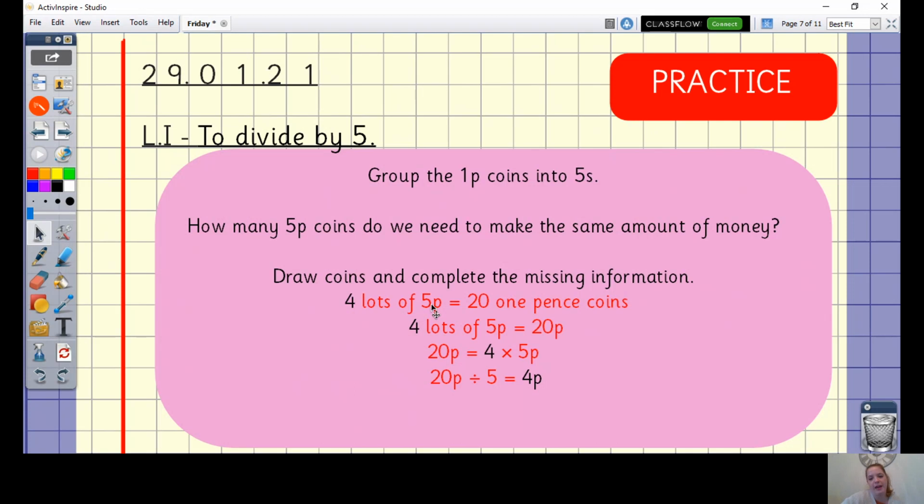4 lots of 5p is the same as 20 1p coins. 4 lots of 5p equals 20p. 20p equals 4 multiplied by 5p, and 20p divided by 5 equals 4. Okay, so well done everybody if you were able to find those 4 groups.